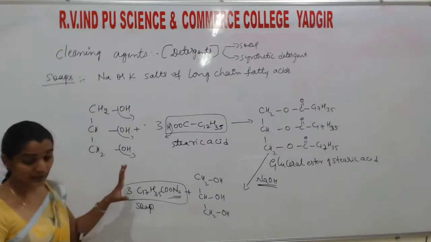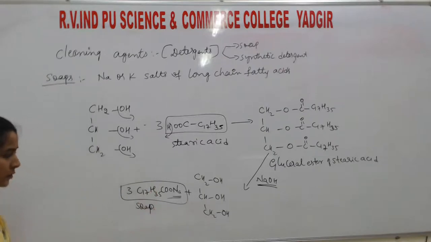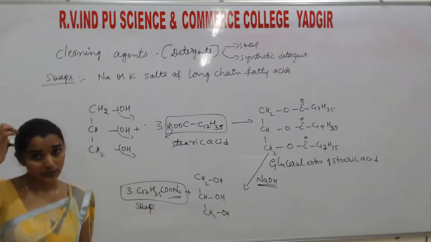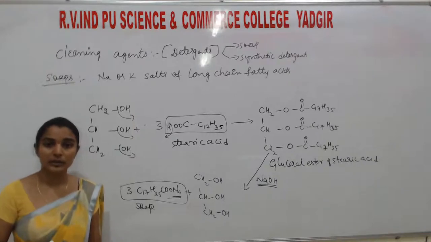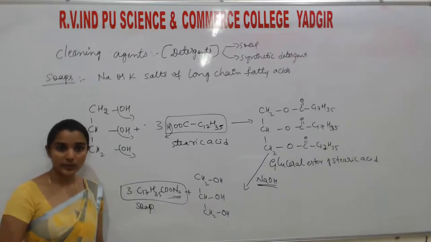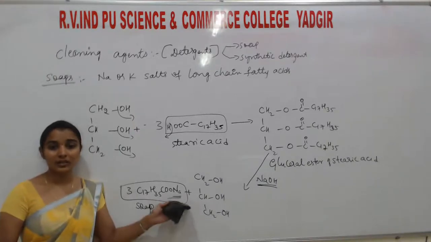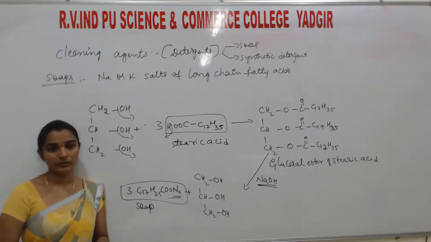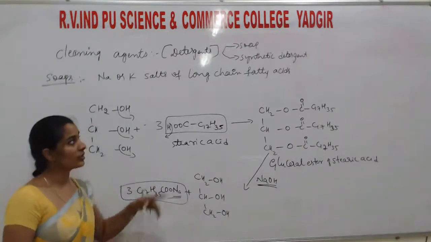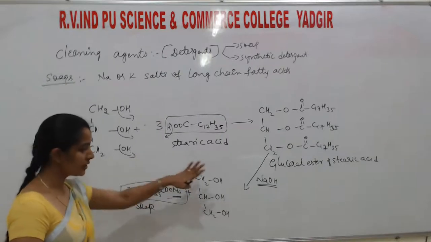Understand? So this is soap. So here types of soaps are there. In that, as I told you, different colored soaps and transparent soaps are there, based on the ingredients they add. Understand? So the next one is synthetic detergents. Only this much is there.